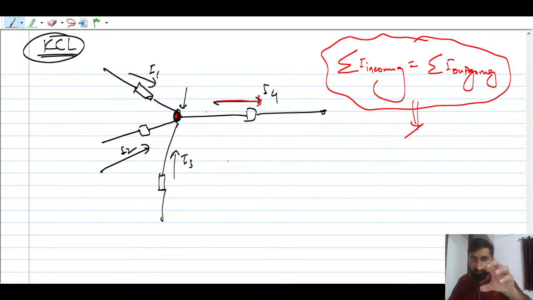So whenever there is a node, you have to say what are the currents which are coming in, and what are the currents which are going out.